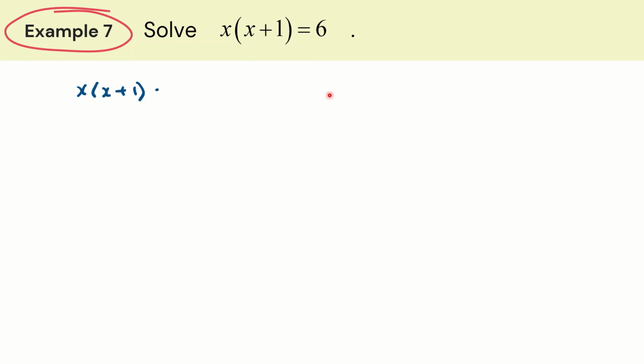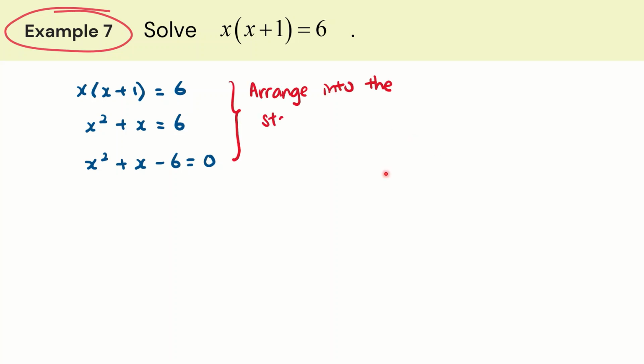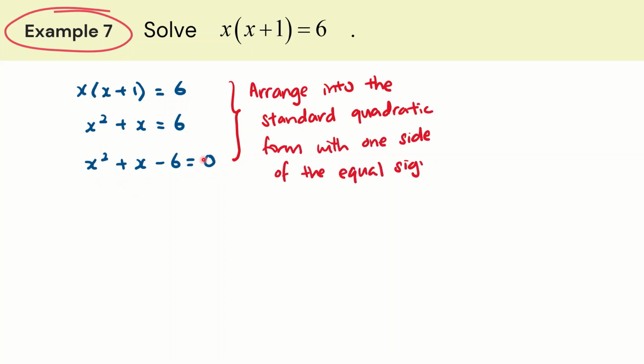To solve such a quadratic equation, we need to first expand it to get x squared plus x equals to 6, and then have it written as x squared plus x minus 6 equals to 0. So essentially what we're doing over here is arranging into the standard quadratic form, and then having one of the sides equal to 0.